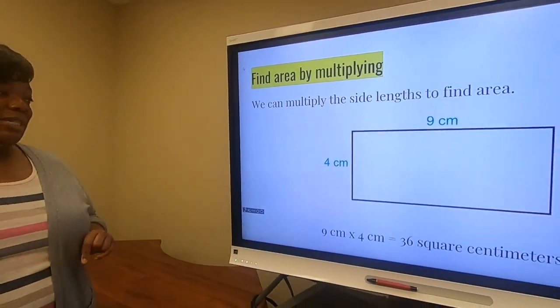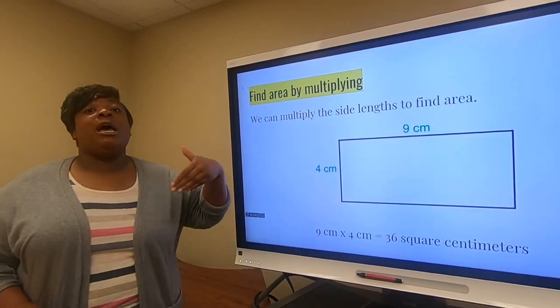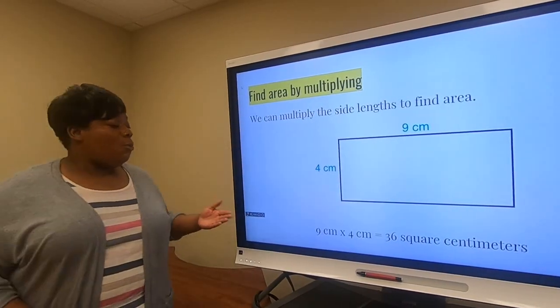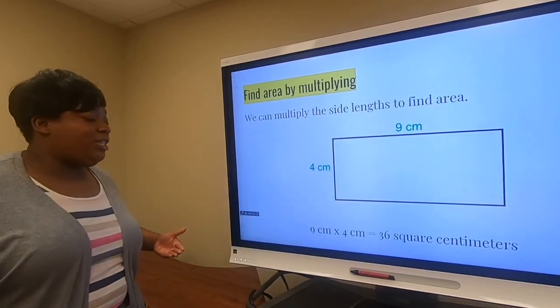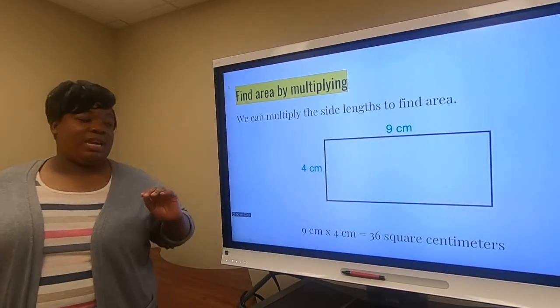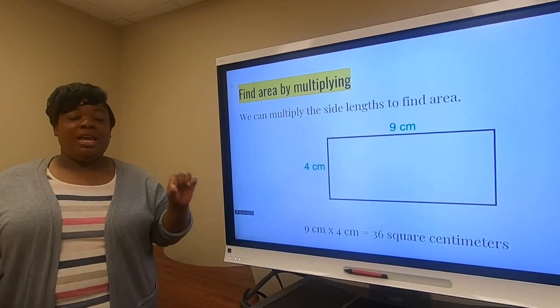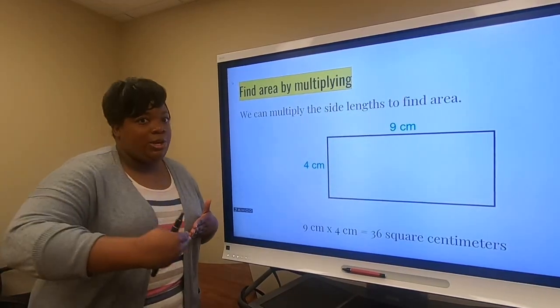Notice when I said that, boys and girls, I didn't just say 9 times 4. I said 9 centimeters times 4 centimeters, okay? After we multiply, we should say 9 centimeters times 4 centimeters equals 36 square centimeters. Now, notice I didn't say units.